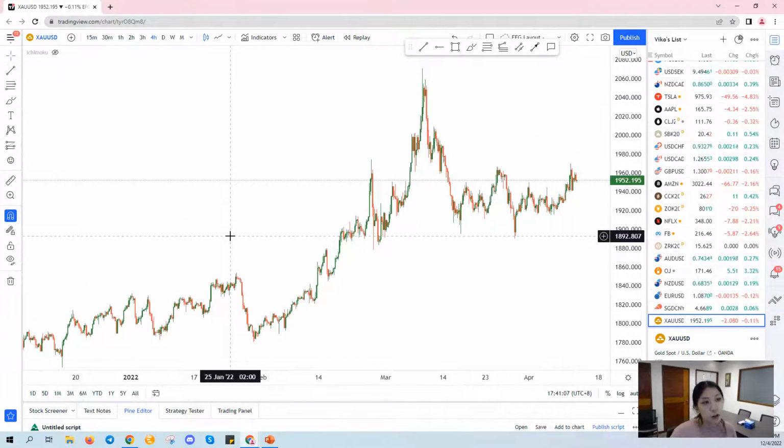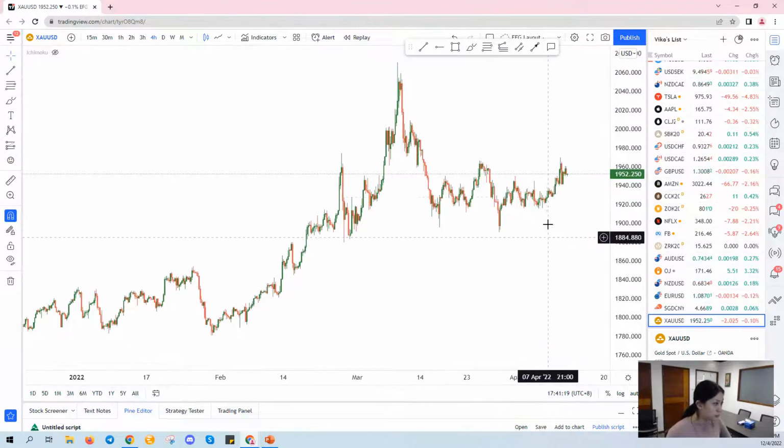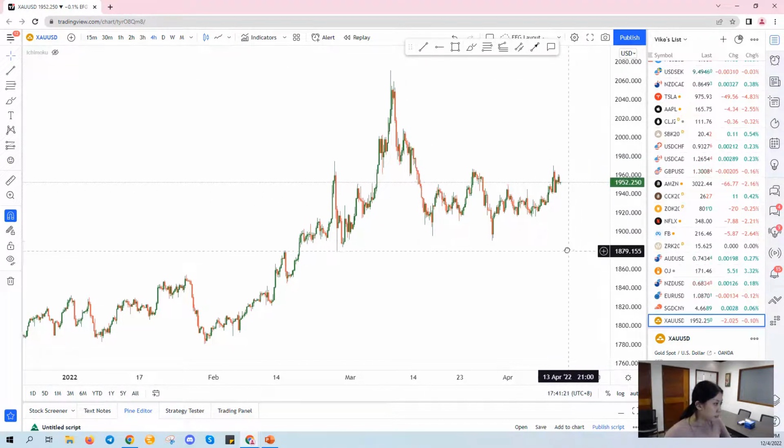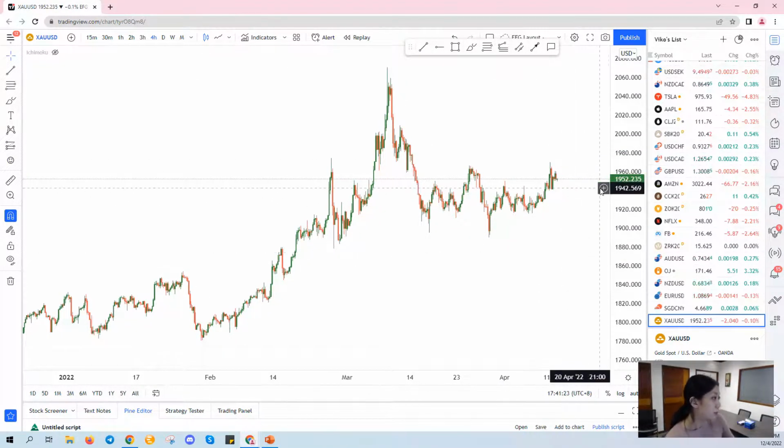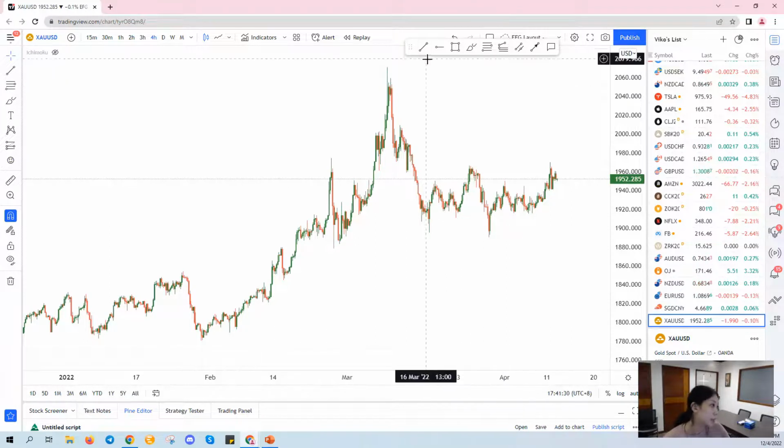Okay, normally for FX pairs, like I said, for the currency pair we always use the 4 hour time frame to look at it. So now, as you can see, let's see if there's any trend line first. Okay, there's no valid trend line here.